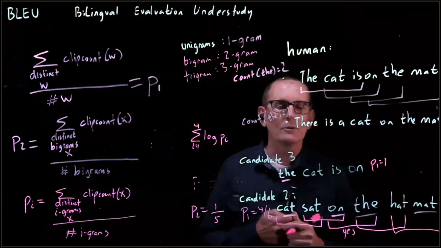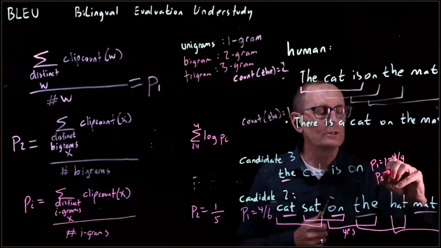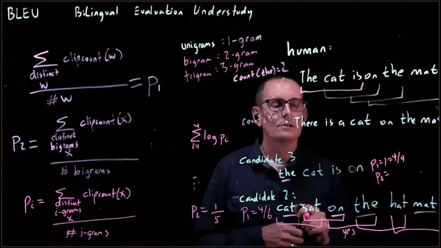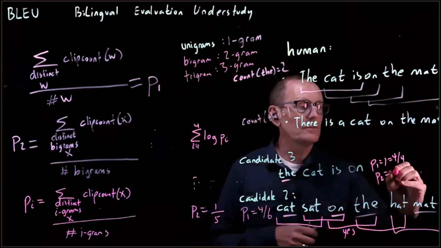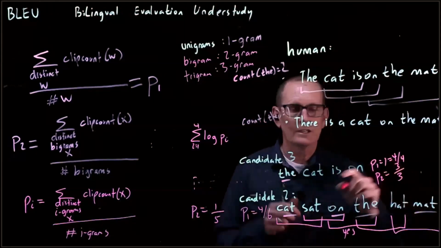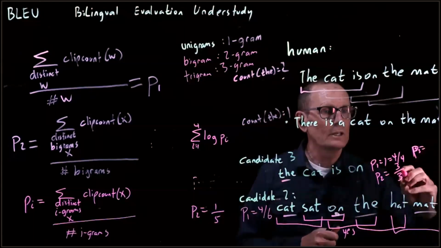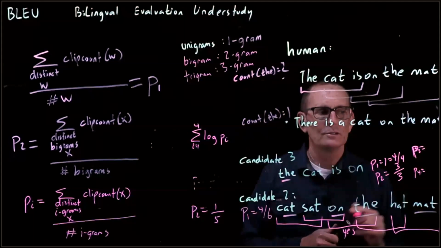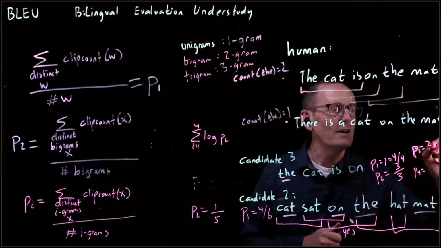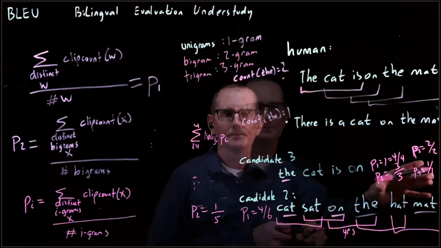What's P2 going to be equal to? This is equal to 4/4. P2 equals 1 again. What's the denominator? 3, and the numerator's 3, because "the cat is," "cat is on" are all in here. P3 equals 1 again, 2 halves, and P4 equals 1 half. So I've got myself a perfect BLEU score.